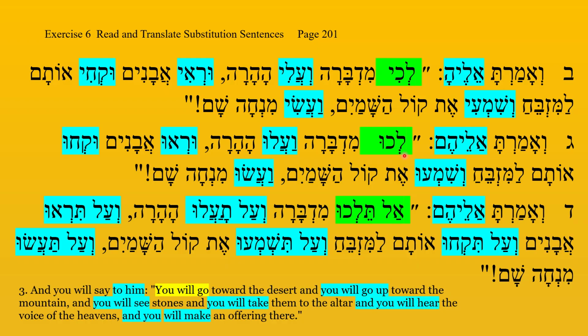So now our substitution is for masculine plural. So we're going to adjust everything else to match that. And you will say to them, go toward the desert and go up toward the mountains and see stones and take them to the altar and listen to the voice of the heavens and make an offering there.